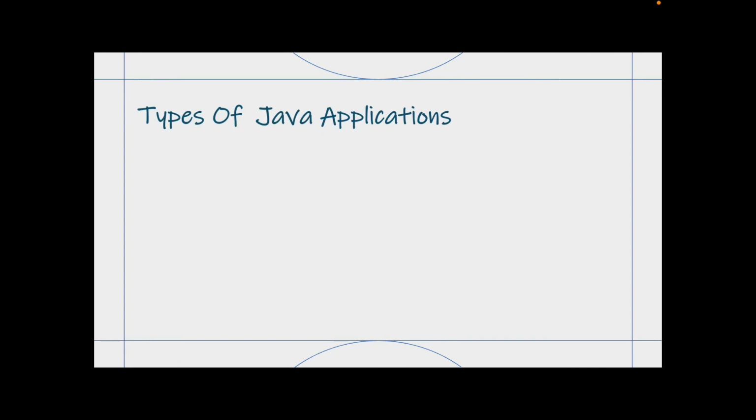Types of Java applications. There are basically 4 types of Java applications: standalone applications, web applications, enterprise applications, and mobile applications. Standalone applications are also known as desktop applications or Windows-based applications. A web application is a client-server software application which is run by the client. Web applications include mail and e-commerce platforms.